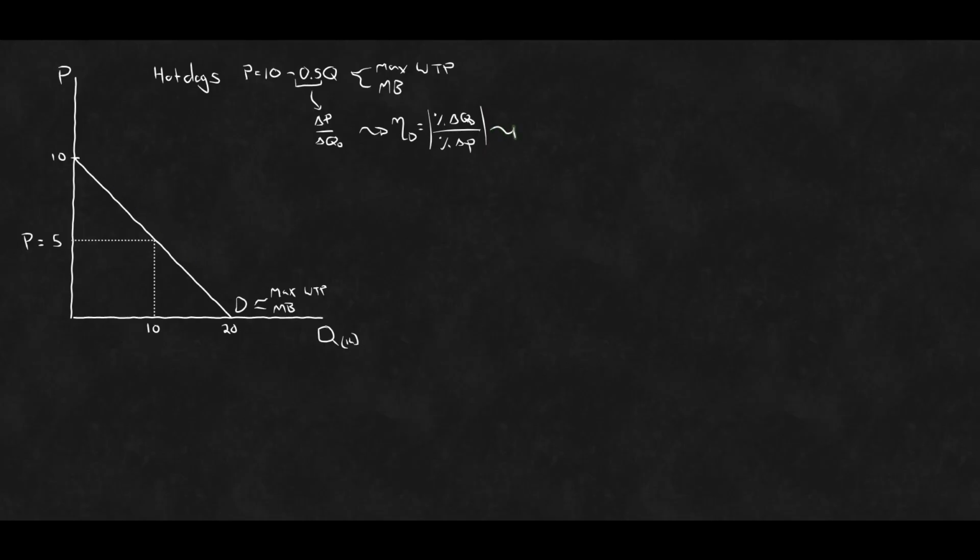We saw in the previous videos that this can also be written as just the price over the quantity at some point times 1 over our slope. And that would be the slope of our demand curve. And this would give us our point elasticity.